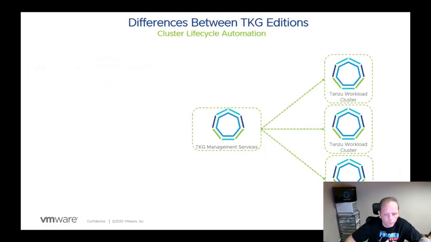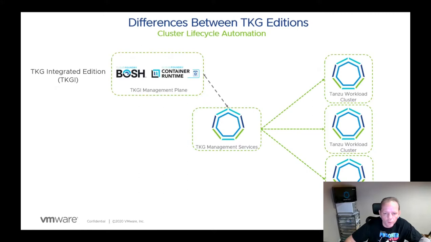So let's look at what that is. The first one is TKG Integrated Edition. It is our first offering, VMware's first offering into Kubernetes, right? It uses open source Cloud Foundry BOSH and Cloud Foundry Container Runtime to build and deploy Kubernetes clusters.